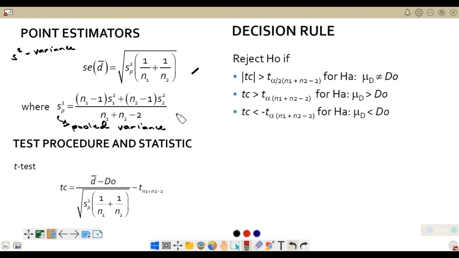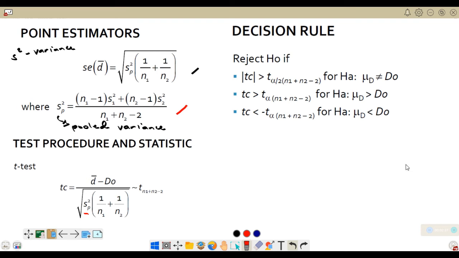And medyo mahaba yung formula, so hindi ko na babasahin. Just look at the values. And for the test procedure, we have the computed value is equal to the mean difference minus the assumed difference over the square root of the pooled variance times 1 over n sub 1 plus 1 over n sub 2.